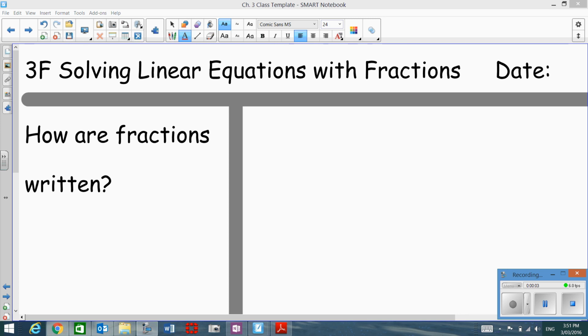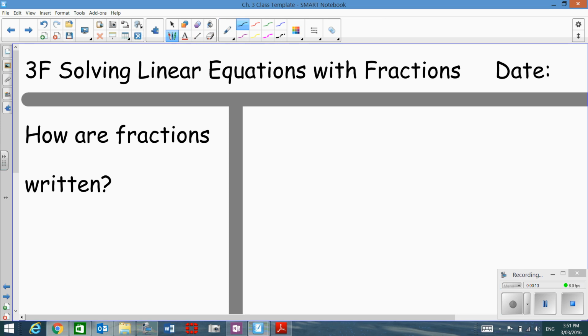Hi, Year 9. We're going to go ahead into solving equations with fractions, and we actually already have done a bit of this from today's class. So what I want you guys to just notice is how fractions are written. There are two ways that we're going to see fractions written.